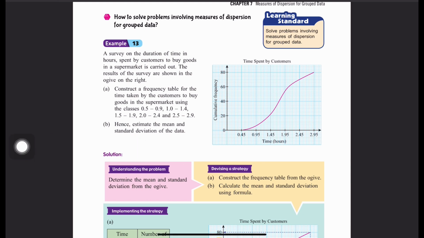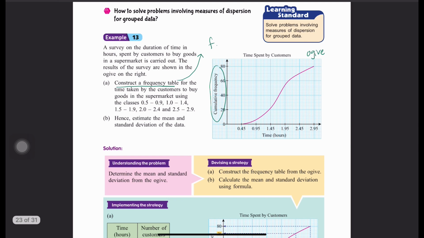Apa yang awak kena tahu for OGIF, kita gunakan cumulative frequency. So bila dia nak awak construct a frequency table, maksud dia awak kena gunakan frequency only, bukan cumulative frequency. So apa strategi yang kita kena buat? Solution first. You need to understand the problem. Determine the mean, standard deviation from the OGIF. Next, devising a strategy. Construct a frequency table from the OGIF. Calculate mean and standard deviation using formula.